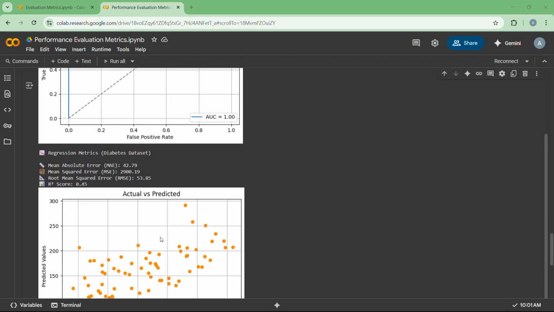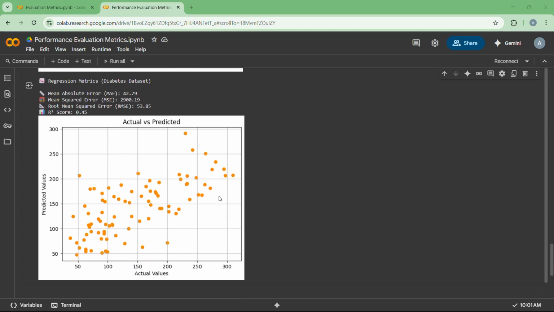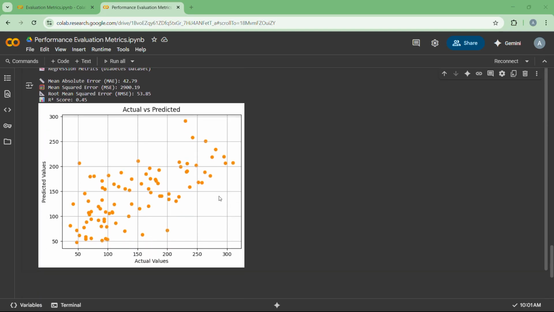And another one is regression metrics. Here MAE is 42.79, MSE is 2900.19, root mean square error is 53.85, R square is 0.45, and this is the predicted graph. The x-axis shows actual values and the y-axis shows predicted values.